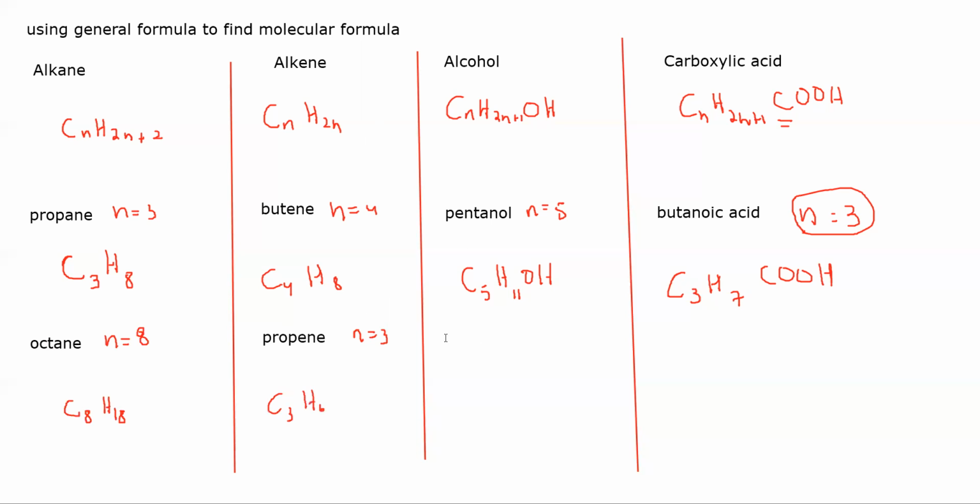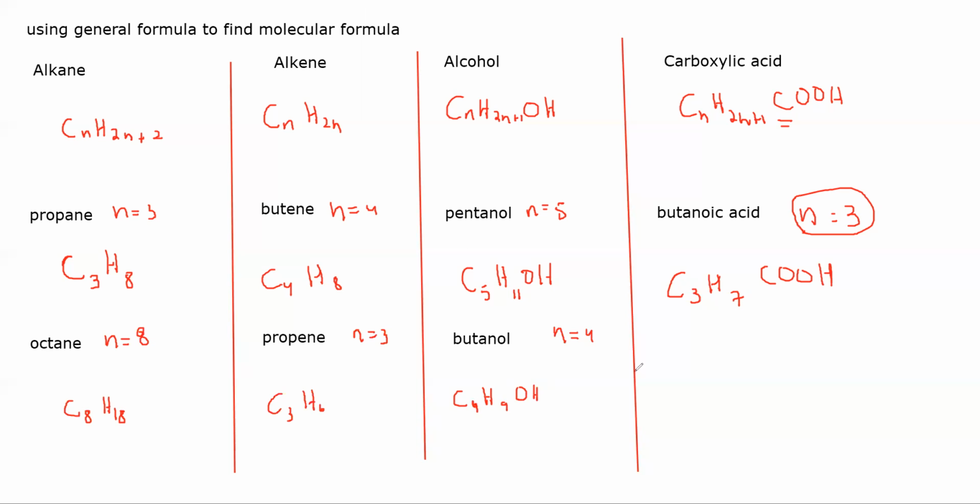What is the formula for butanol? n is equal to 4. So it will be C4H9OH. So C4, H, 4 multiplied by 2, 8, plus 1, 9, and then OH.